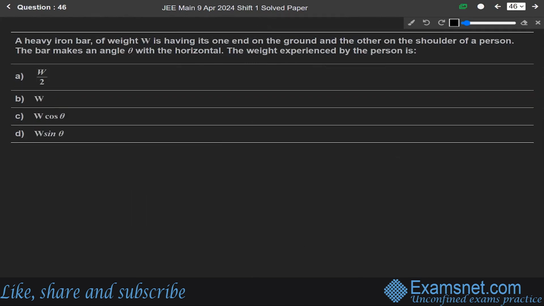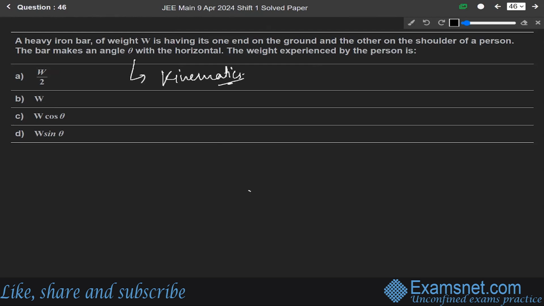Now 46th question. A heavy iron bar of weight W has one end on the ground and the other end on the shoulder of a person. The bar makes an angle theta with the horizontal. The weight experienced by the person is. Okay, so this question is from the chapter of mechanics.